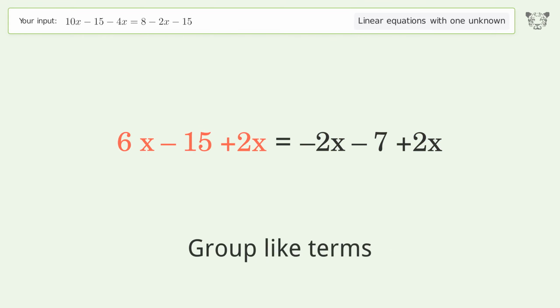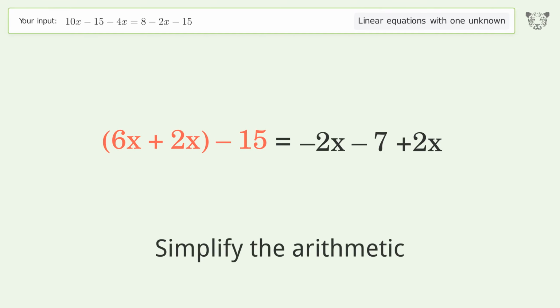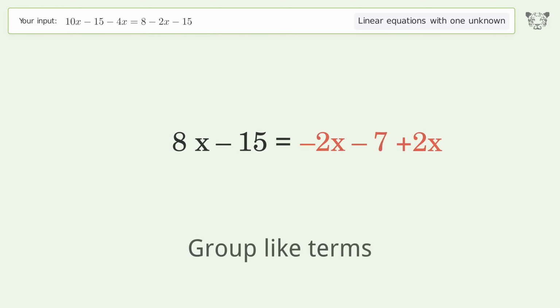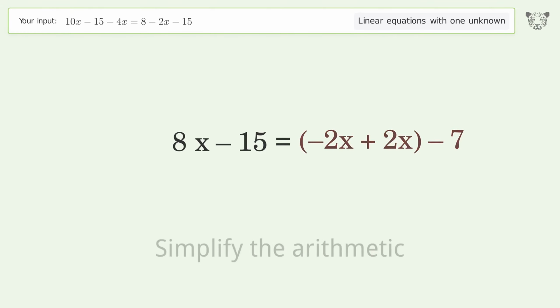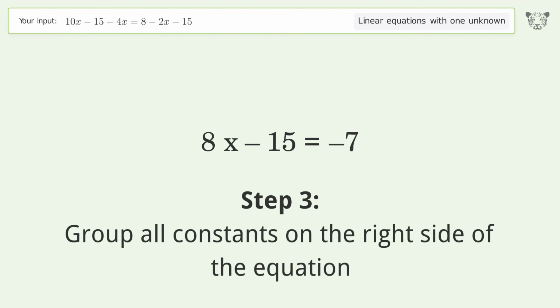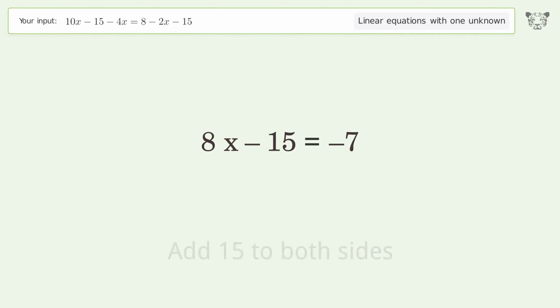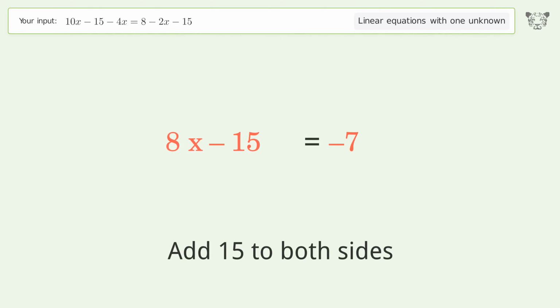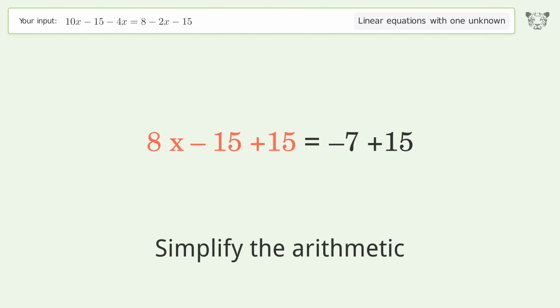Group like terms. Simplify the arithmetic. Group like terms. Simplify the arithmetic. Group all constants on the right side of the equation. Add 15 to both sides. Simplify the arithmetic.